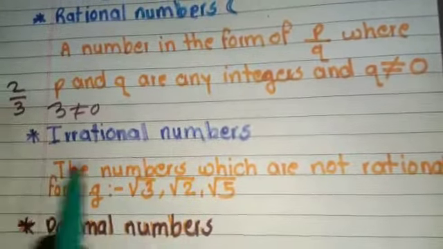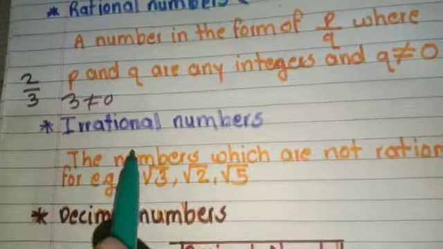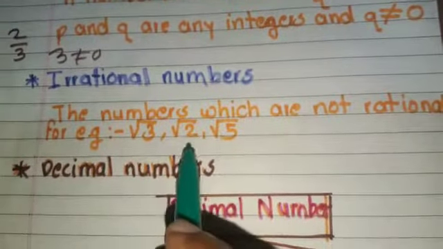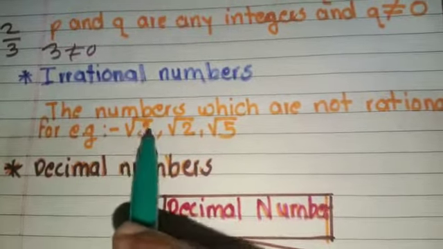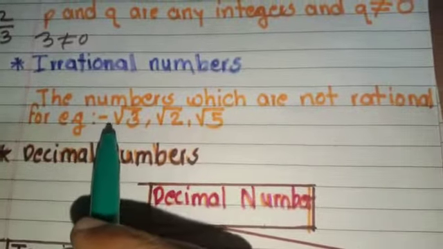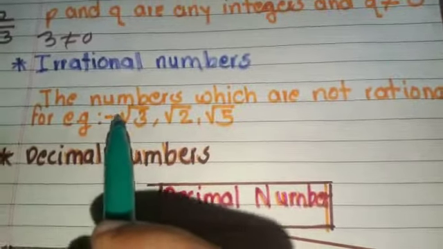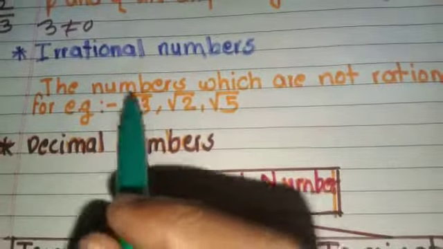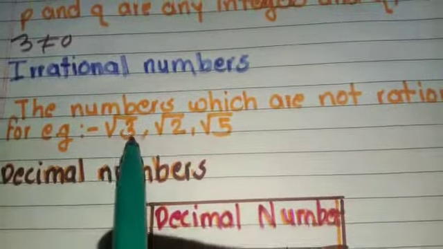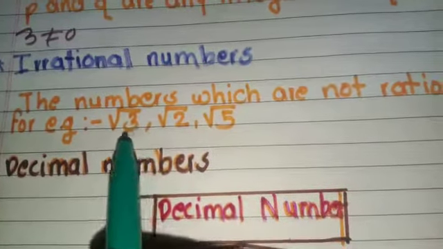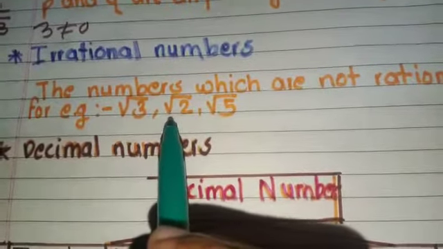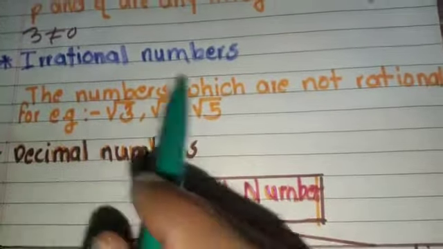Next, what is there? Irrational number. All those numbers which are not rational are known as your irrational numbers. For example, root 3, root 2, root 5. In other words, we can get one more definition of this: such numbers whose square root does not come out as a perfect number are known as irrational numbers. For example, if you try to find the square root of 3, you will not get a perfect number, you will get something in decimals. If you try to find the answer of root 2, you will not get a perfect number. So that's why these are also known as your irrational numbers.